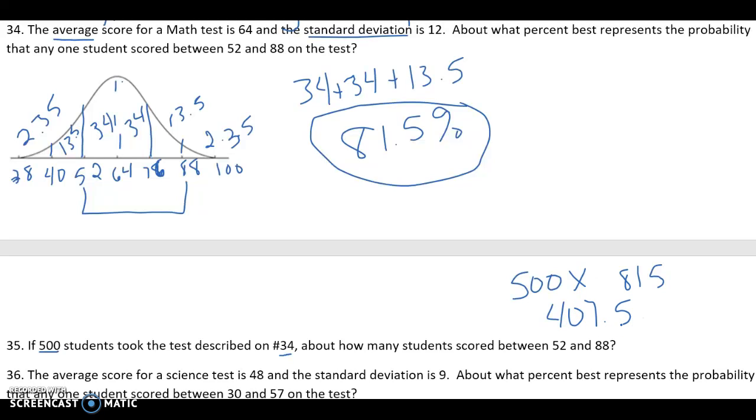Okay, we talked about this several times. Can we have 0.5 of a person? No, we may not have 0.5 of a person. You may either round up or round down. I'm going to round up. This is about how many, so we'll say about 408 students.